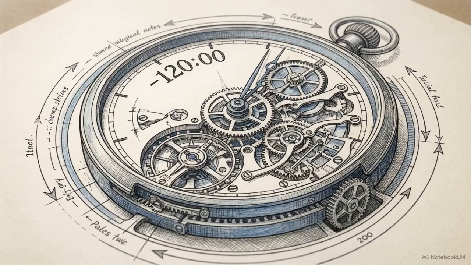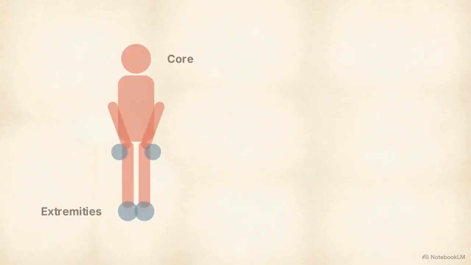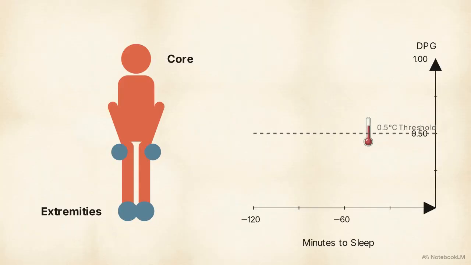Our timeline begins roughly 120 minutes before unconsciousness. This thermal map illustrates the core requirement for sleep, a steep decline in core body temperature. This chart displays the distal proximal skin temperature gradient, or DPG, vascular heat displacement to the extremities. As core temperature drops, DPG rises.